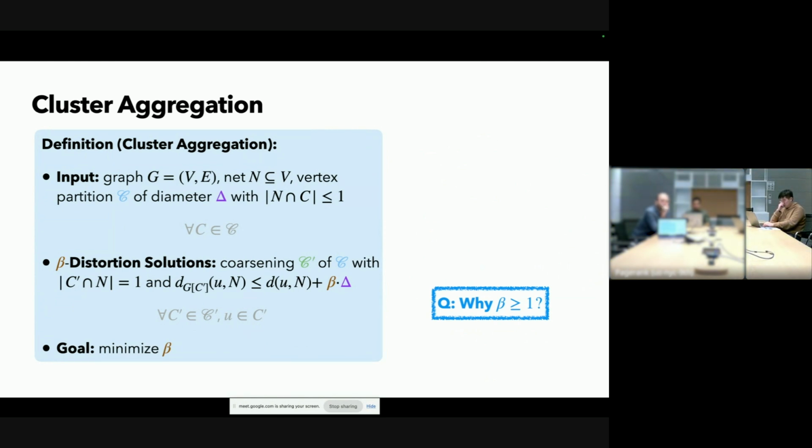I'll just say the answer to this myself. So here's a very simple example to help us get a handle on this problem. Namely, I have 3 parts, only 2 of them have net vertices in them. And now this part in the middle has to be aggregated to either the left or the right. So up to symmetry, let's say it goes this way.